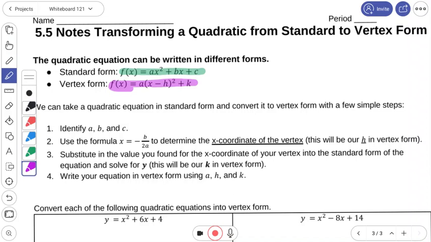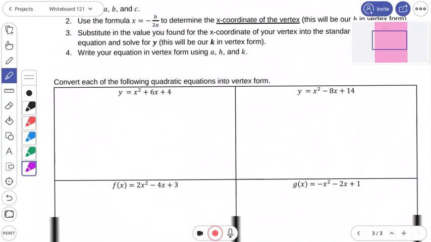If we're in vertex form, remember (h, k) is your vertex. The a value in both of those equations tells you how vertically tall or vertically compressed your quadratic equation is. The parabola, when you graph it, it tells you if it opens up or down, all that good stuff, right? So how do we solve this problem?